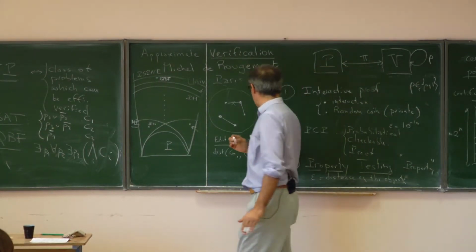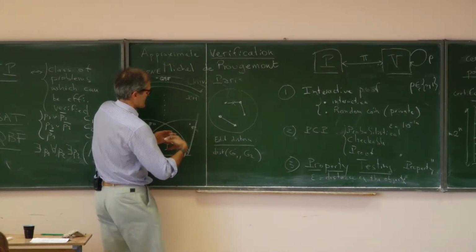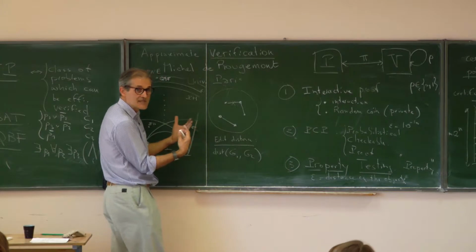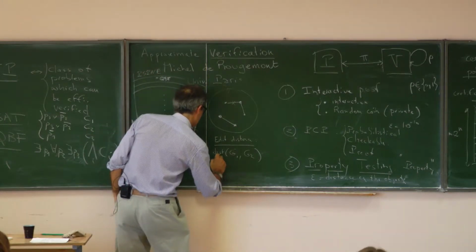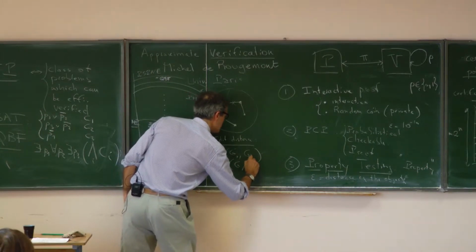Now, if you have a property, a property is essentially a subset of graphs which satisfy the property. So what is the distance between a graph and a property P?